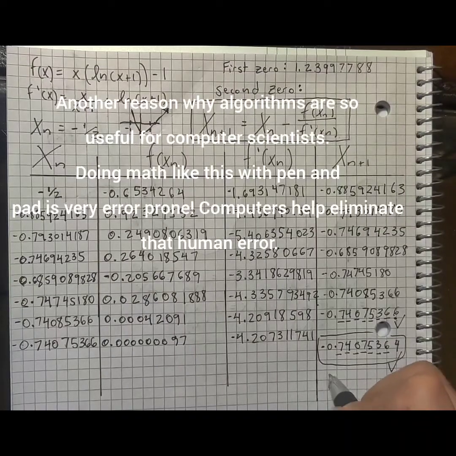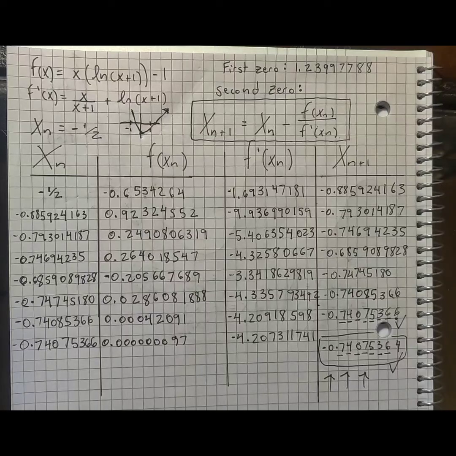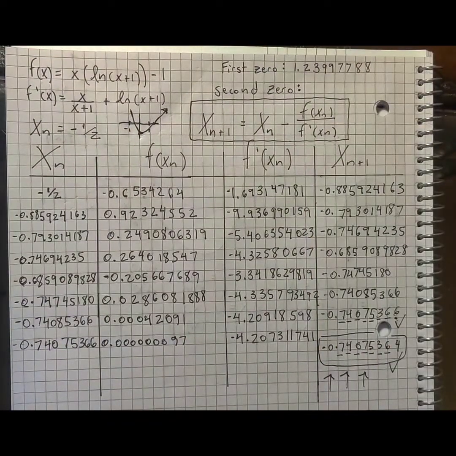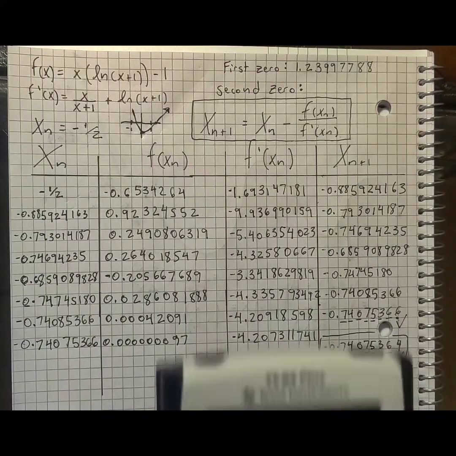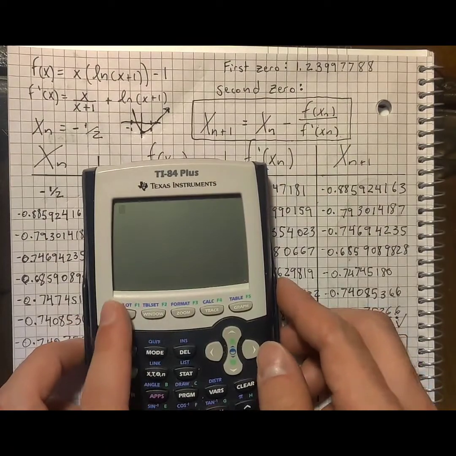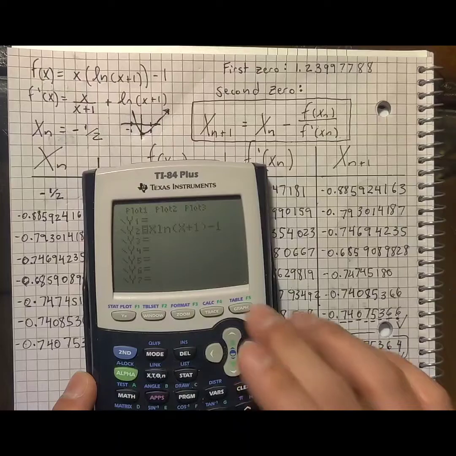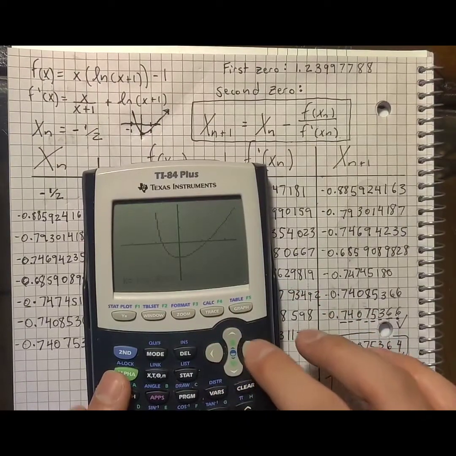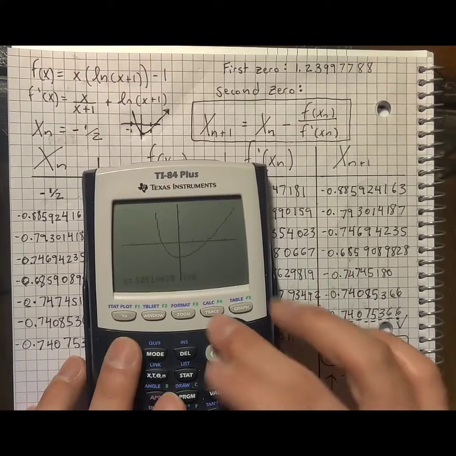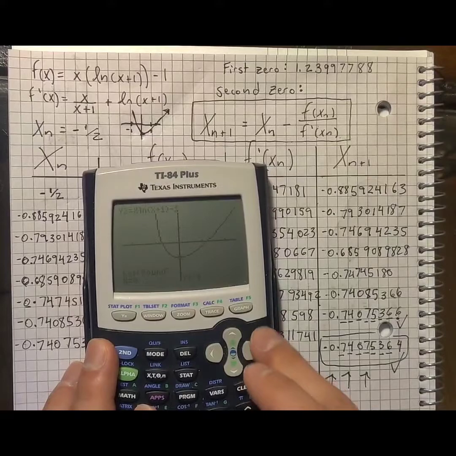But yeah, here is our second zero. Now, we've got our first, we've got our second. Let's go ahead and see how we did, guys. Let's plug our initial function into our graphing calculator. I've got it set up right here. Let's see what these zeros are.